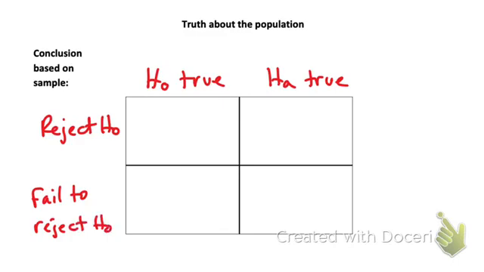If we reject a null hypothesis that is actually true, what have we done? That's our type 1 error. This is exactly the same thing as before. We're going to add one thing to it, though. The probability of this type 1 error is alpha.